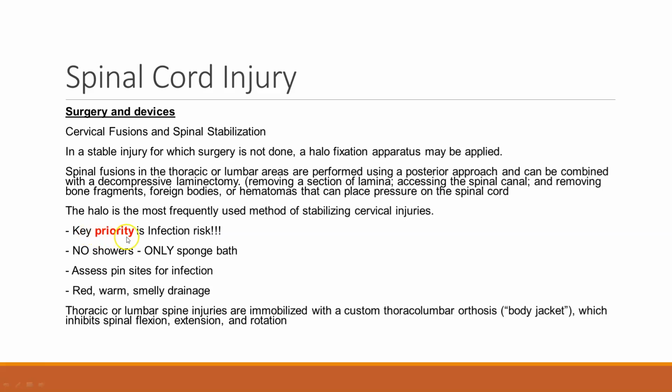We still want to monitor for issues with infection. We should teach them not to take showers, only sponge baths. We want to assess that pin site for any kind of infection, redness, warming, smelly drainage. Anything below that C6, the thoracic or lumbar spine injuries, can be immobilized by a body jacket, which is going to inhibit spinal flexion, extension, and rotation.